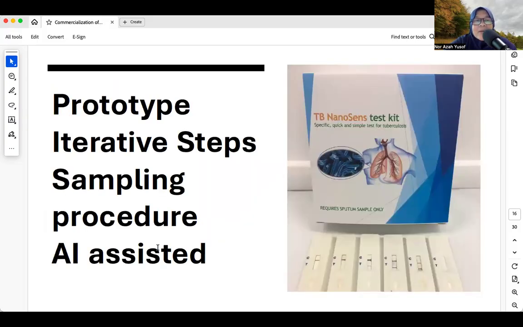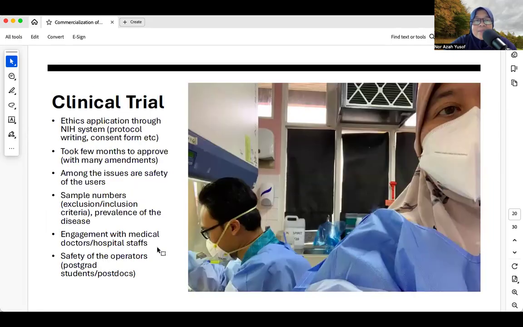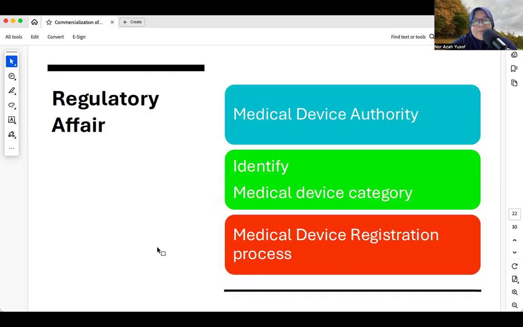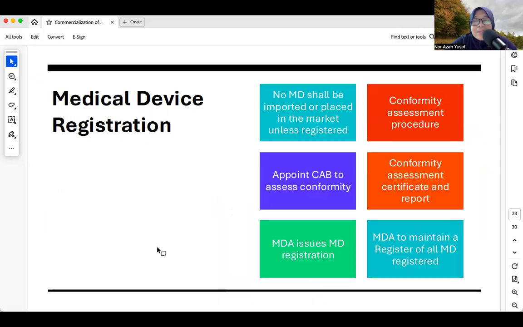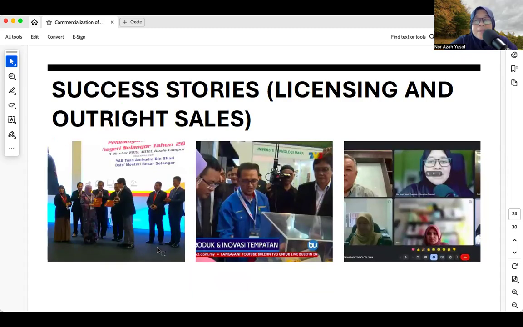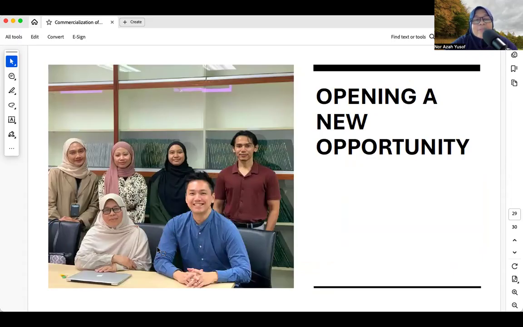So I think that's it. I have experienced a lot meeting people, trying to persuade them, and those things are difficult. And there are, of course, regulatory affairs that you have to counter in Malaysia. I managed to sell, but there are challenges. So always be willing to open a new opportunity if there is one.